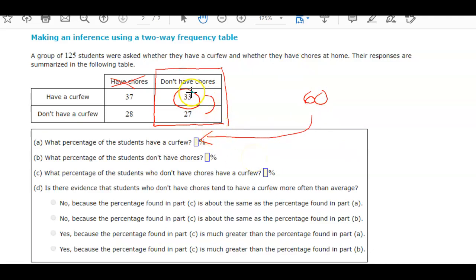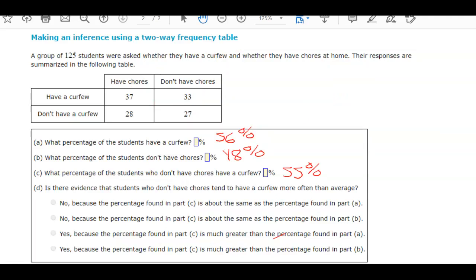Now we want to know what percent 33 over 60 is, okay? So remember the question says, what percentage of the students don't have chores? So don't have chores, and they do have a curfew. So 33 divided by 60, that's going to give me 0.55, so that's going to give me 55%. Okay? And we'll take care of one more here.